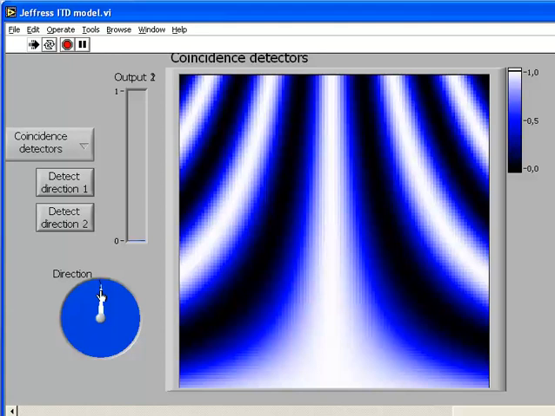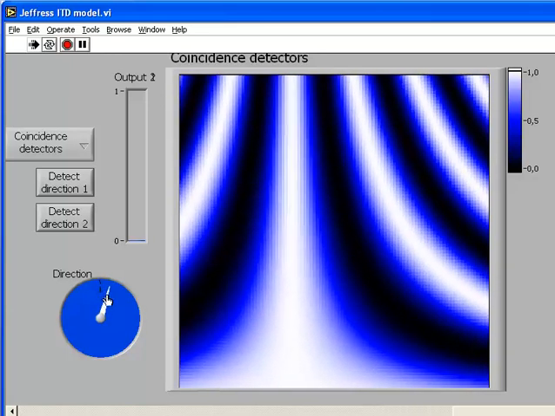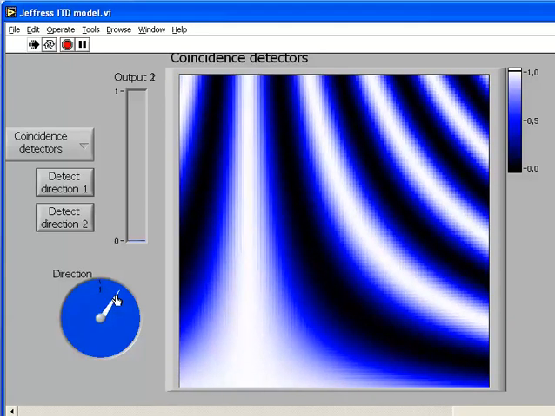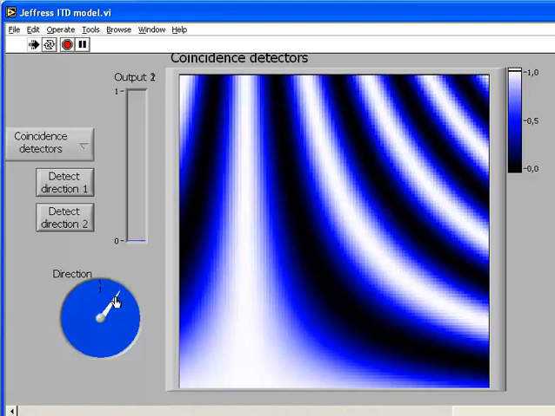If I now look at what happens to this pattern of activity as I shift the sound around, as I move it around my owl's head, then I should get movement like this. So if the sound moves to the right, then signals from the right ear have a head start and the whole pattern moves to the left.